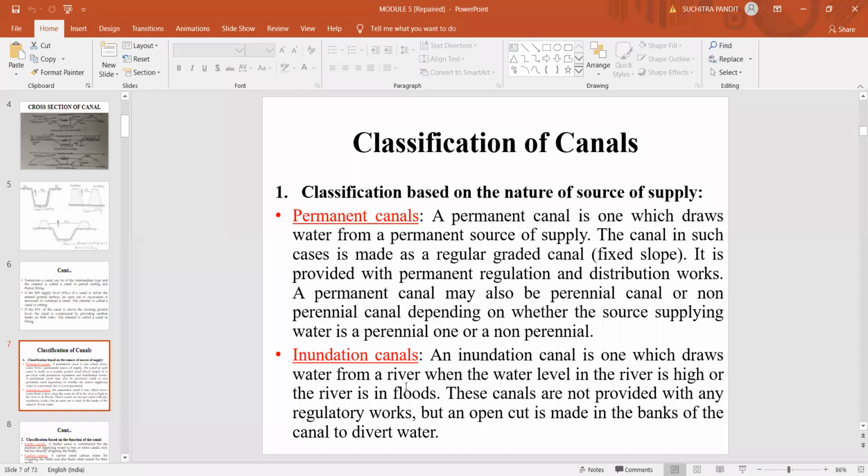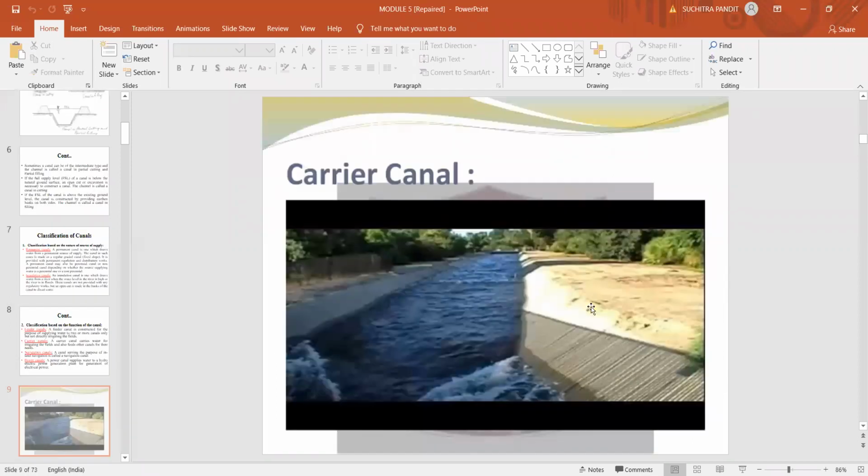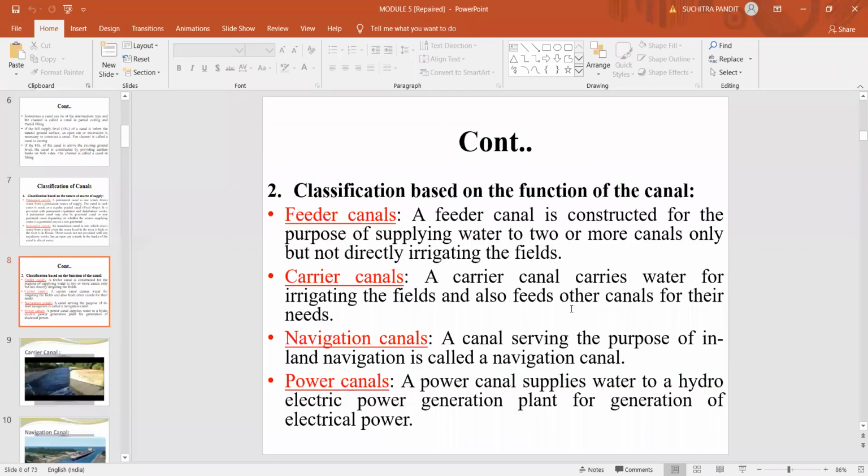In case of heavy flood, some water can be diverted through this inundation canal so that the water level in the river may be reduced to some extent, so that the adjacent lands are not overflowed. An inundation canal is one which draws water from a river when the water level in the river is very high. So next, the classification based on the function of the canal.